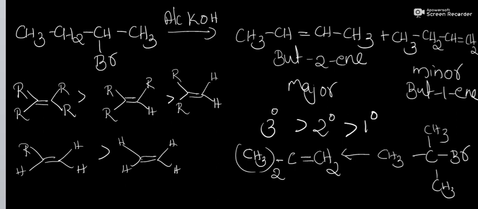This is a tertiary butyl bromide, which undergoes E2 elimination and gets converted into this alkene, that is 2-methylpropene. So this is our tertiary alkyl halide, and the product is a highly substituted alkene. So the stability of alkene also depends on the reactivity of alkyl halides.